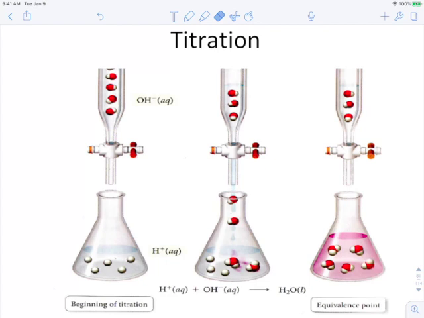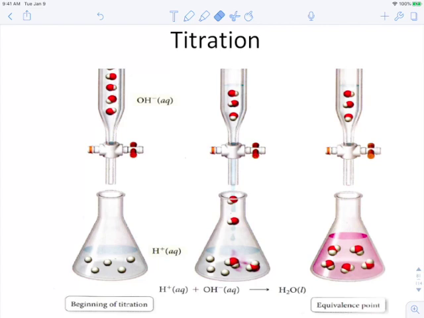And the reason we want a perfect reaction usually is because we want to use this to figure out what is the molarity of something. How much acid is in that solution, how much base, or how much of something else, how much fluoride is in there, how much chloride. All of those things can be done by titration.